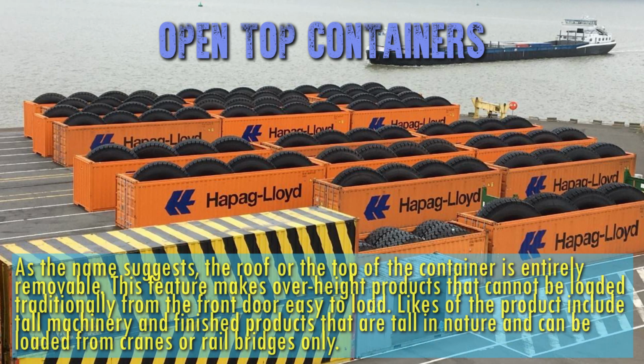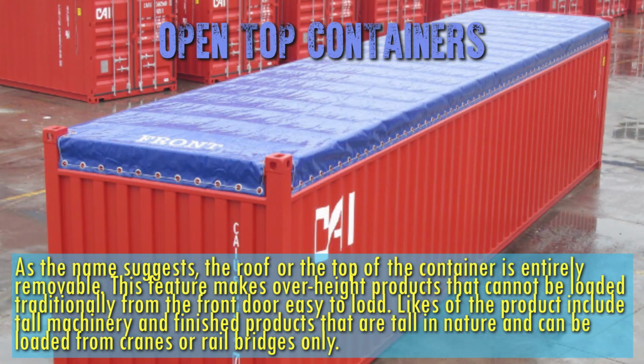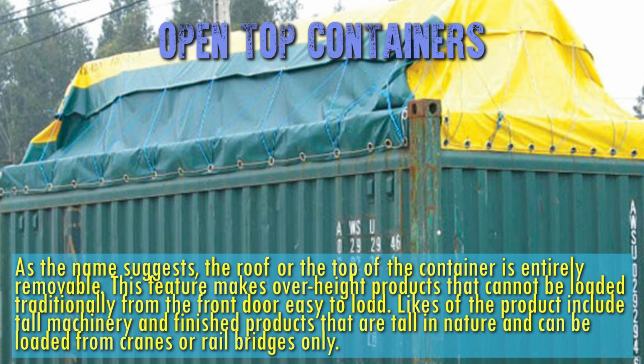Open-top containers. As the name suggests, the roof or the top of the container is entirely removable. This feature makes overheight products that cannot be loaded traditionally from the front door easy to load. Examples include tall machinery and finished products that are tall in nature and can be loaded only from cranes or rail bridges.